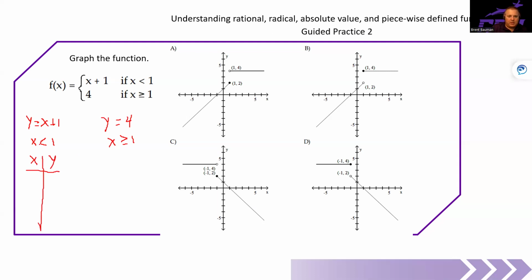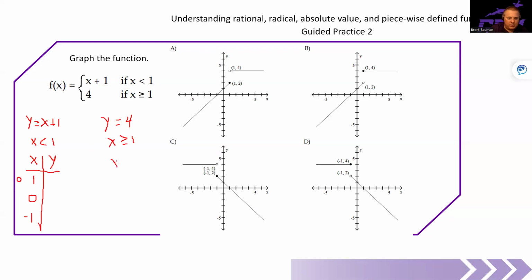What you're working with is less than 1. So let's start at 1. But we know that since it's less than, you're going to have an open circle here. And less than would be 0, -1. That would give us enough. We really just need probably 2 points here.